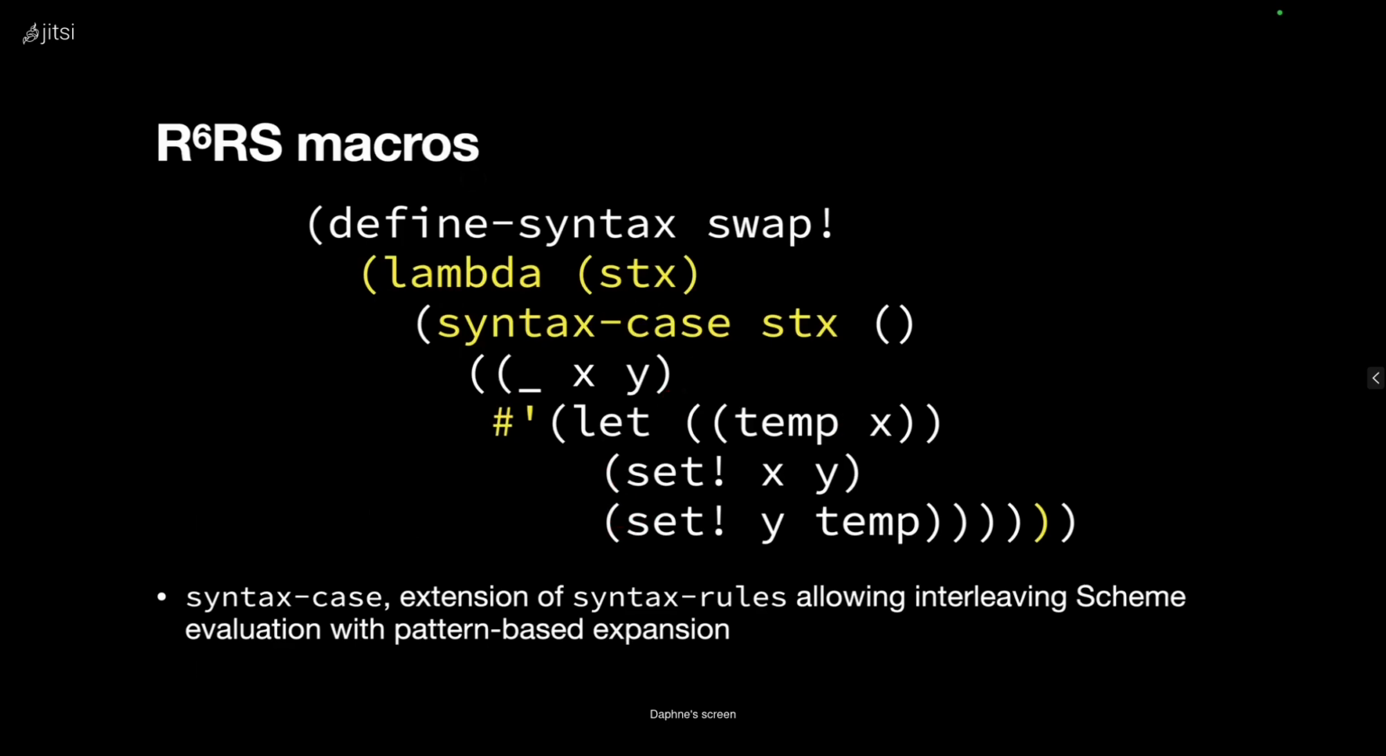In order to tell Scheme that this is the expansion of the macro, I use this sharp quote thing, which just means do exactly the same thing that you do when this is in a syntax-rules macro. So it will substitute the X and the Y. It will take care of hygiene for the temp and let and set bang identifiers that we've referenced here.